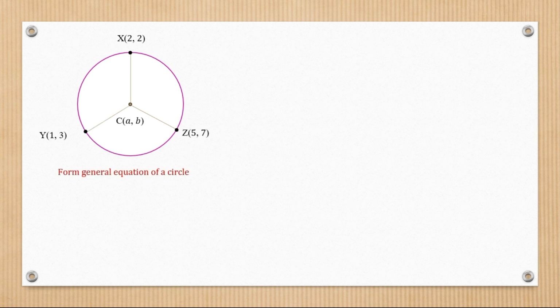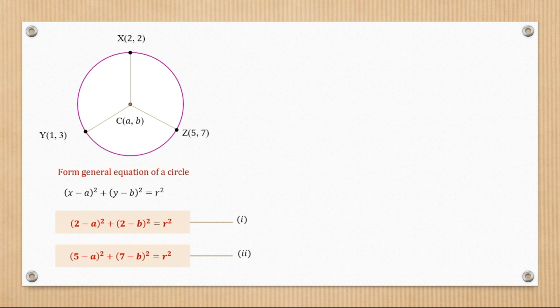Now from the general equation of a circle, we can see that this is the general equation. It's also true in each of the cases. Using the point x, it is true that if we plug in x, x shall satisfy the equation (2 − a)² + (2 − b)² = r². So this shall be equation 1. Then when we look at the point z, it also satisfies the equation (5 − a)² + (7 − b)² = r². So that shall be equation 2.